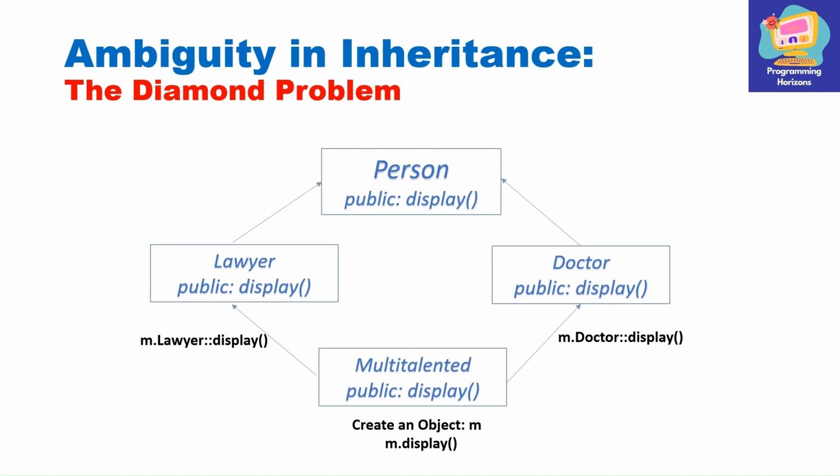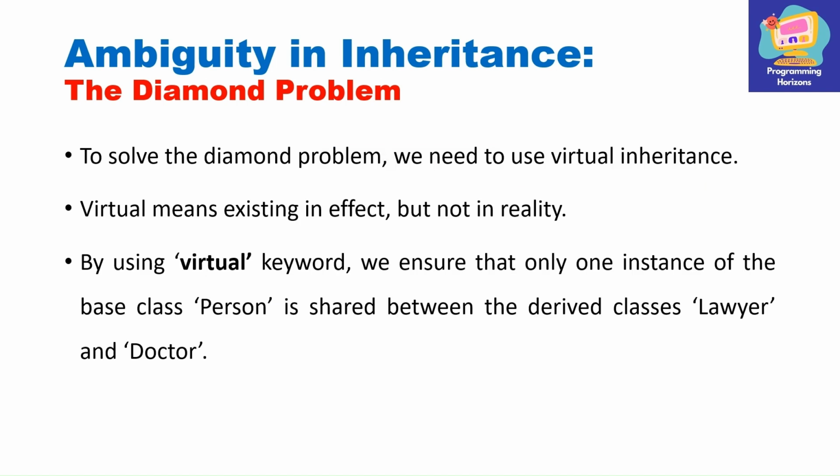In this case we have two paths to access the display function of the person class. One is this path and another one is this path. Here we come across the problem of ambiguity, and since the arrows indicate the formation of a diamond over here, hence the name, the diamond problem. So what is the solution of this problem? The solution of the diamond problem is virtual inheritance.